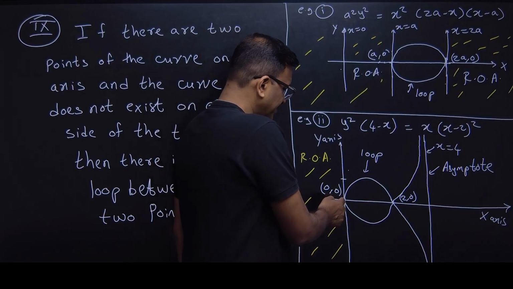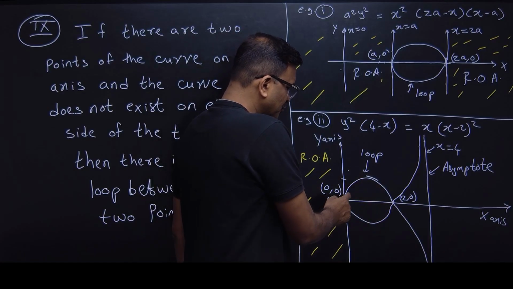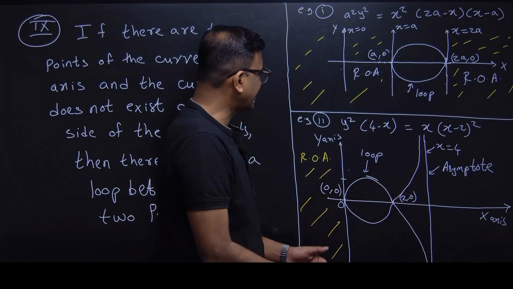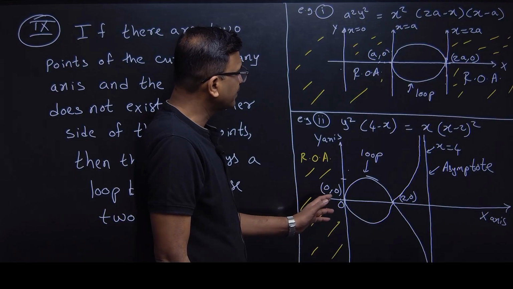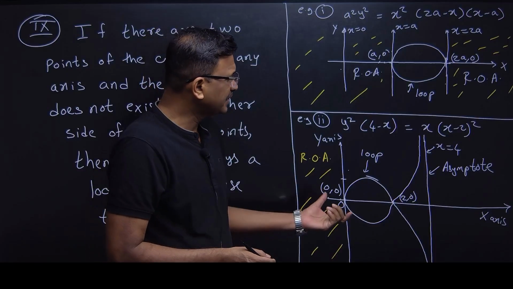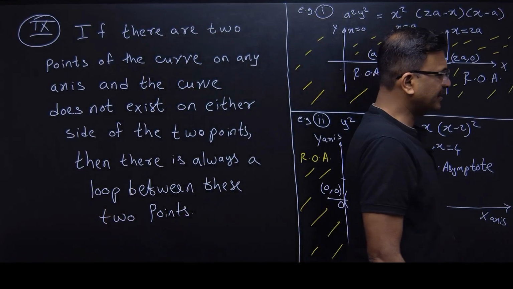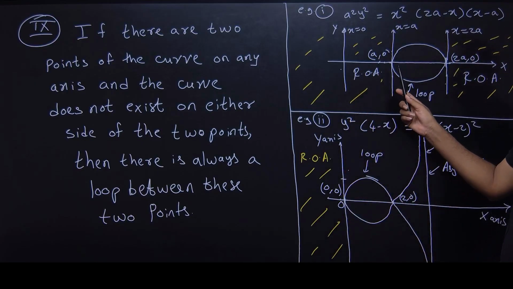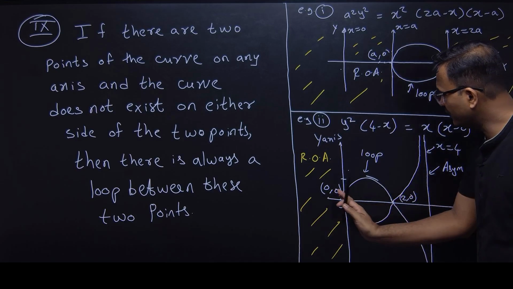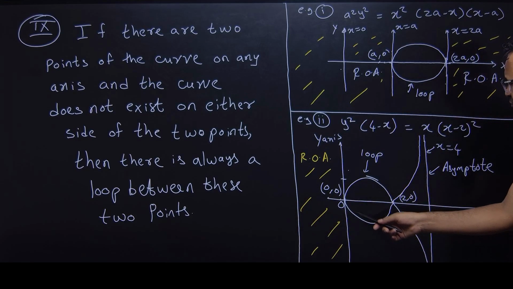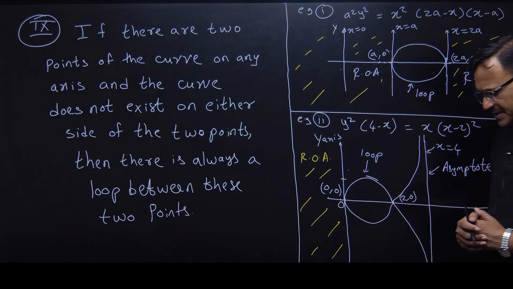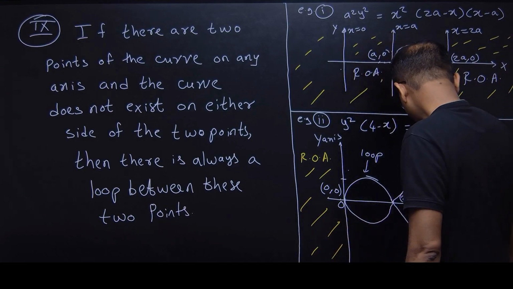So the curve passes through these 2 points 0 comma 0 and 2 comma 0, which lie on the x axis, and the curve does not exist on one side. Therefore there must be a loop between these 2 points. So in such case we can get a loop. The curve may not exist on two sides of those 2 points, or it may not exist on any one side. In that case there will be a loop between the 2 points which are lying on the same axis.